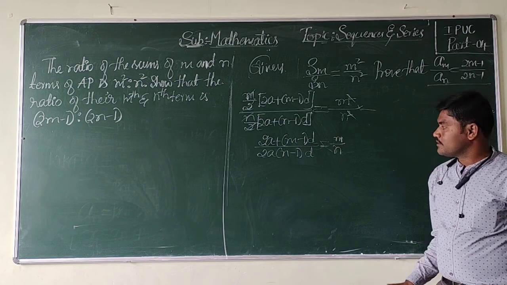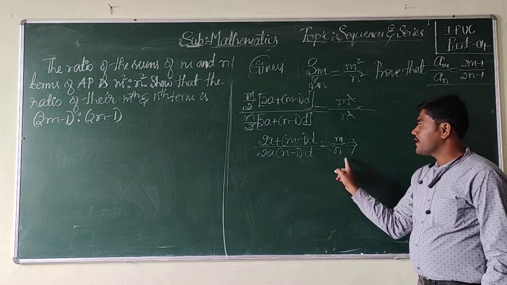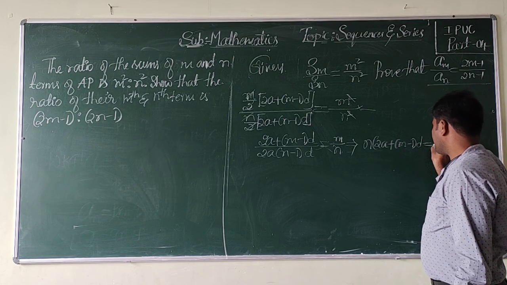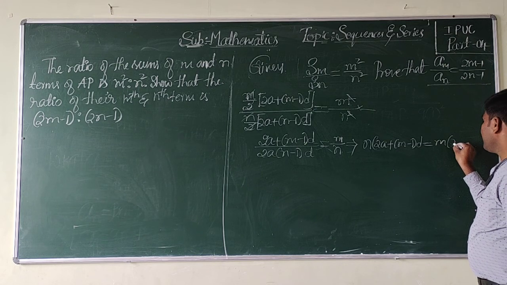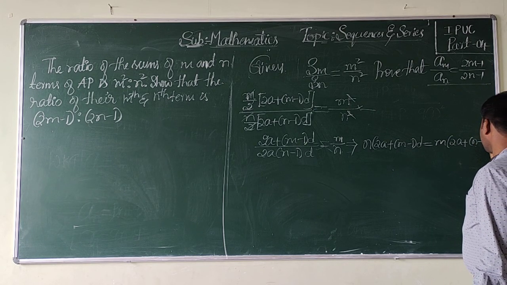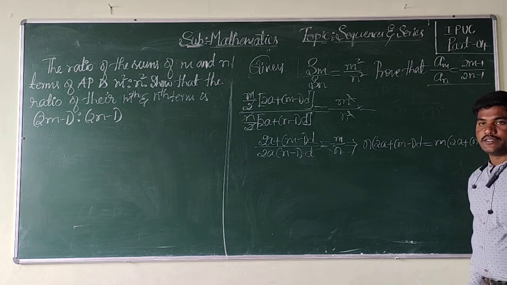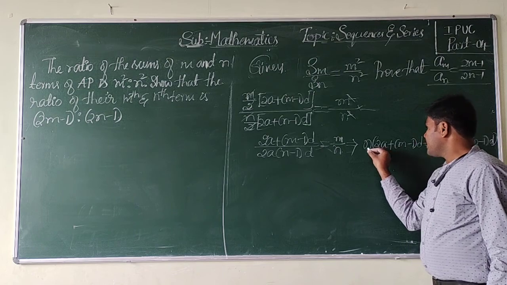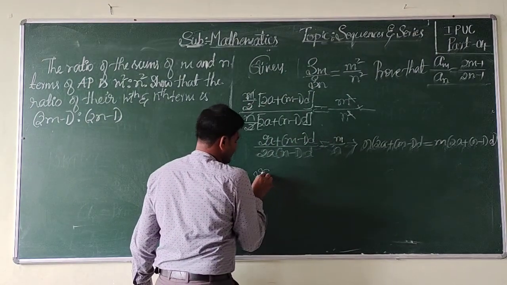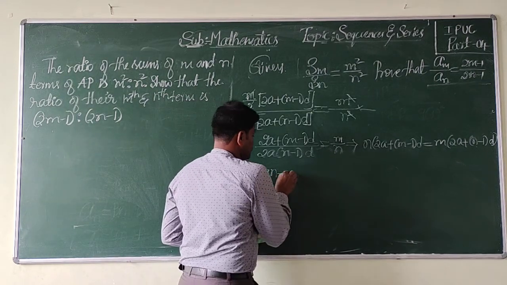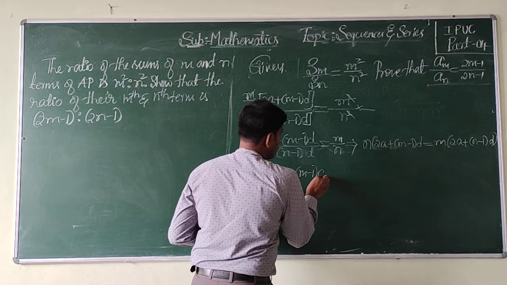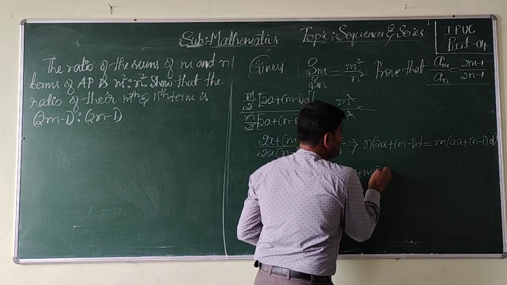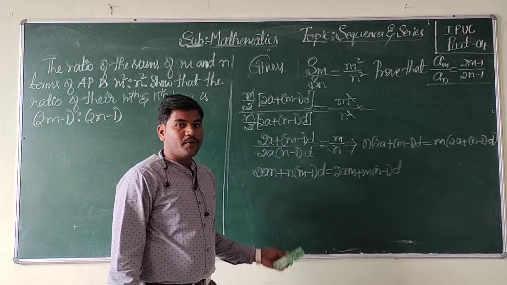Now, simple cross multiplication. So we will get n into 2a plus (m minus 1) into d, that is equal to m into 2a plus (n minus 1) into d. Okay? Simplify this. So on simplification, it becomes, multiplying n to this term, we get 2an plus n(m minus 1) into d. Similarly, you have 2am plus m(n minus 1) into d. Hope you understand this. Okay.